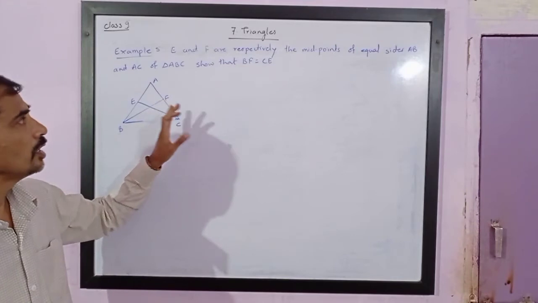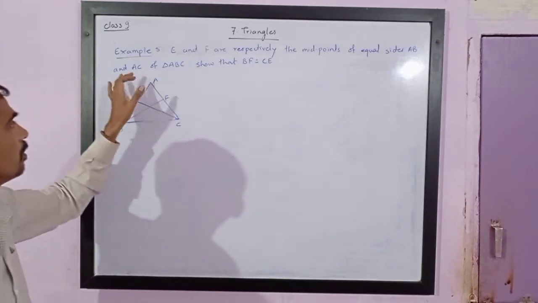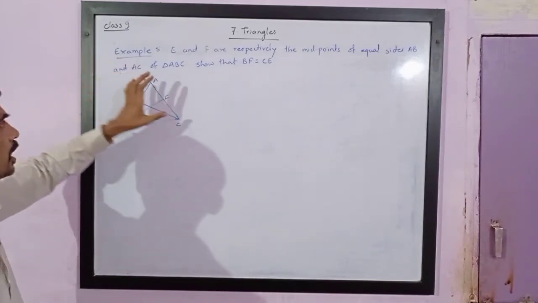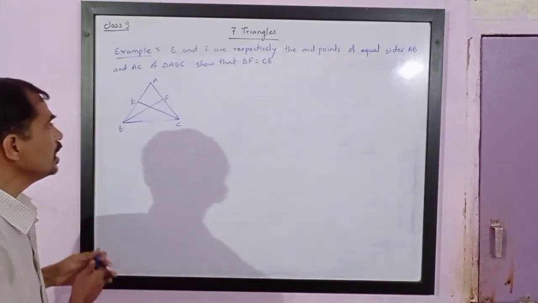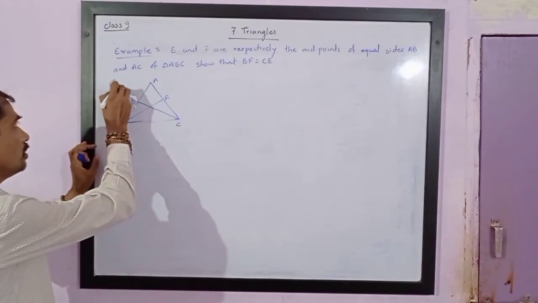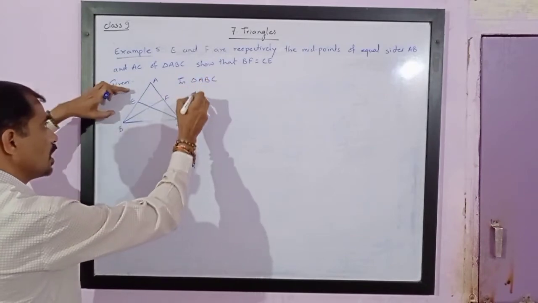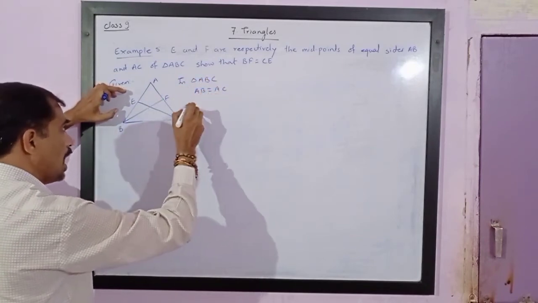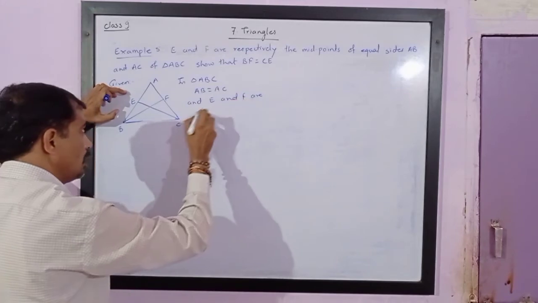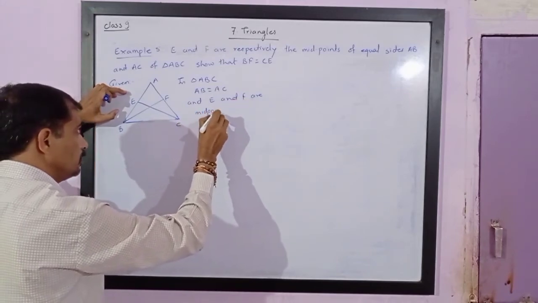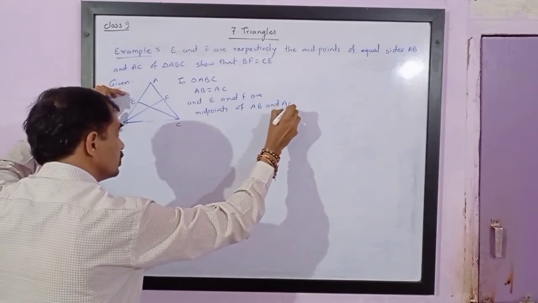Dear friends, we are given in the fifth question: E and F are respectively the midpoints of equal sides AB and AC. So E is the midpoint of AB and F is the midpoint of AC. Please note, we are given equal sides, which means in triangle ABC, AB is equal to AC, and E and F are midpoints of AB and AC. This is given to us.